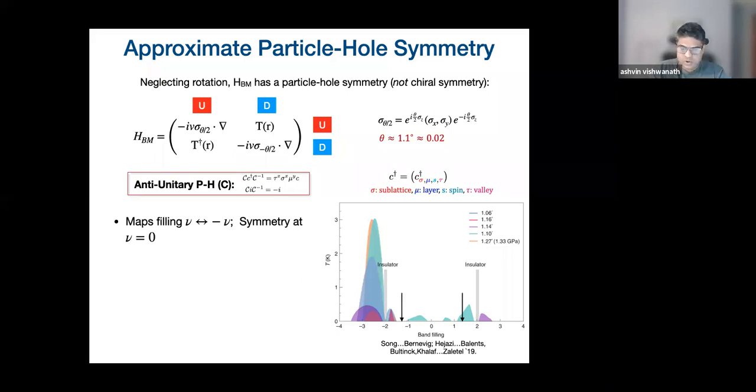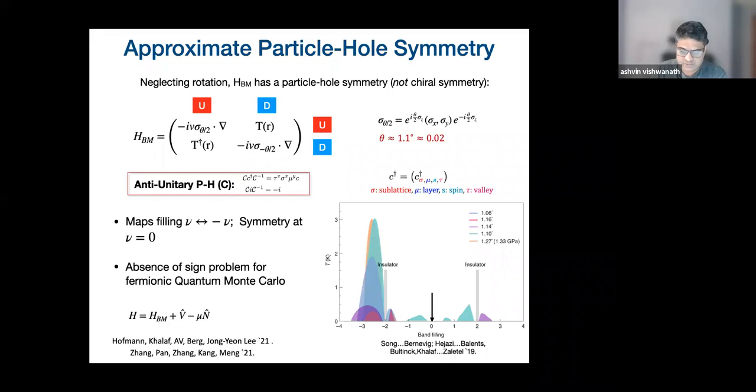One very important thing is that this particle-hole symmetry, if you're at a filling nu, relates the physics to the filling of minus nu. So in general, it's not a symmetry, it gives you a relation between two systems. But when you're exactly at charge neutrality, you get mapped back to yourself. That's when it becomes a symmetry, and you can actually use it to make predictions and, in our particular case, to show the absence of a sign problem.